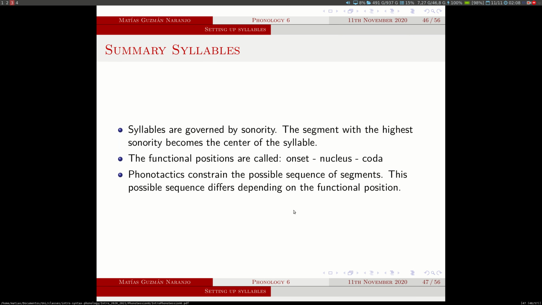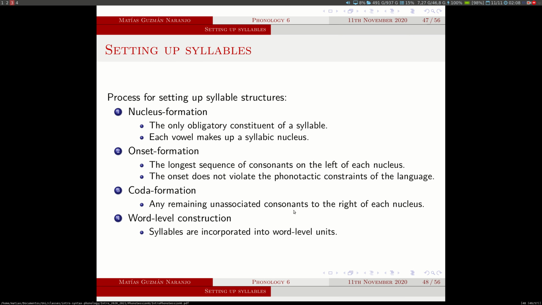So again, the summary: syllables are governed by sonority. The segment with the highest sonority becomes the center of the syllable. The functional positions are onset, nucleus, and coda, and the phonotactic constraints tell you which segments can come after which other segments and in which position, and which sequences are allowed.